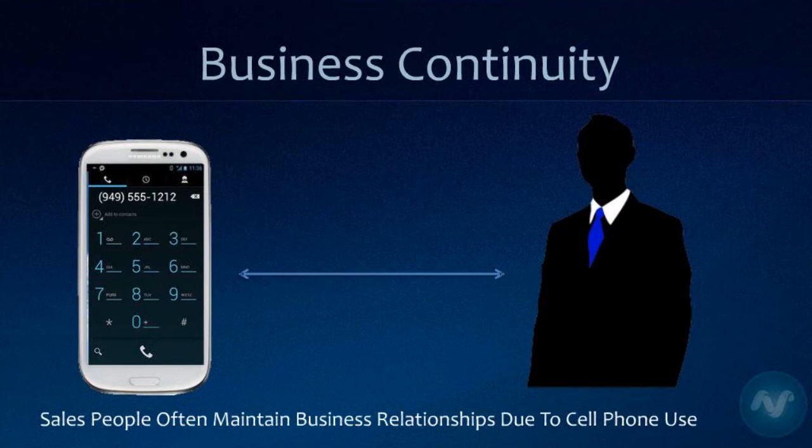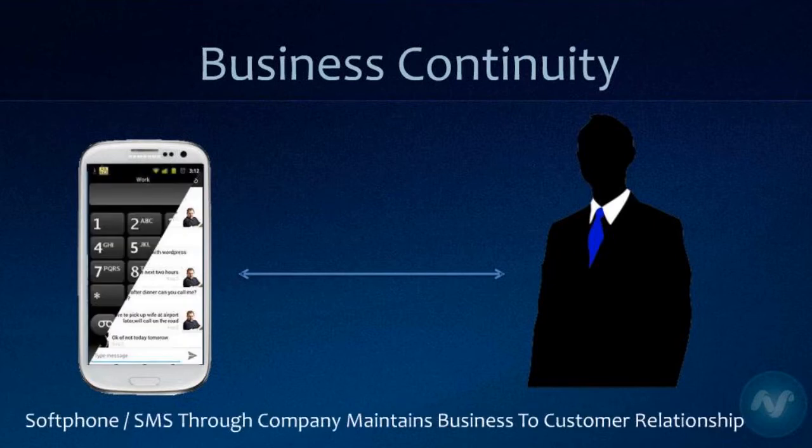Ted's saying the Windows Mobile Jabber client is octro.com, for those Windows Mobile users out there. So again, the business continuity, soft phone, SMS combination, maintain that business customer relationship. I think that's a really big selling point for the SMS service.